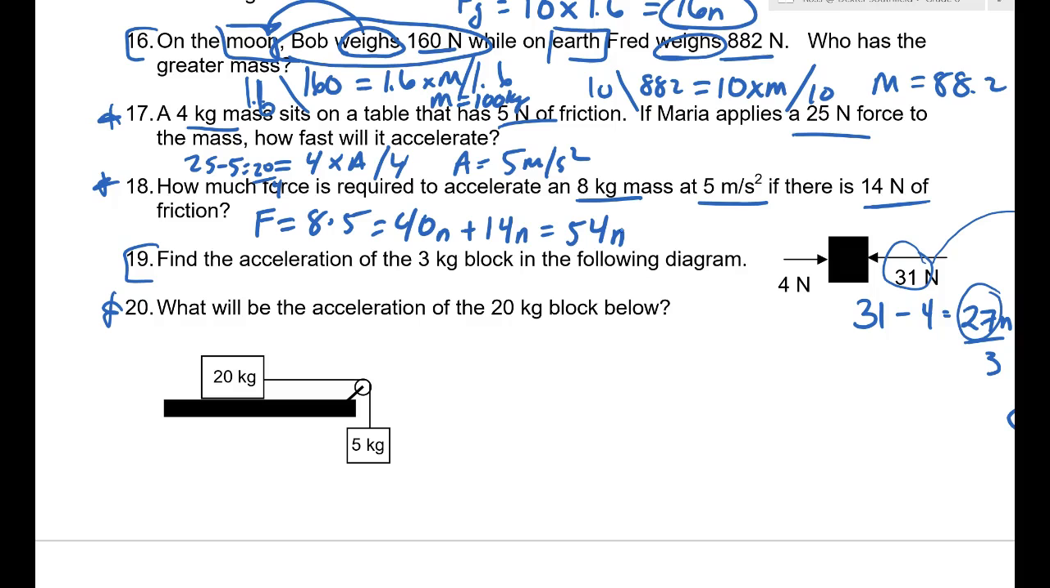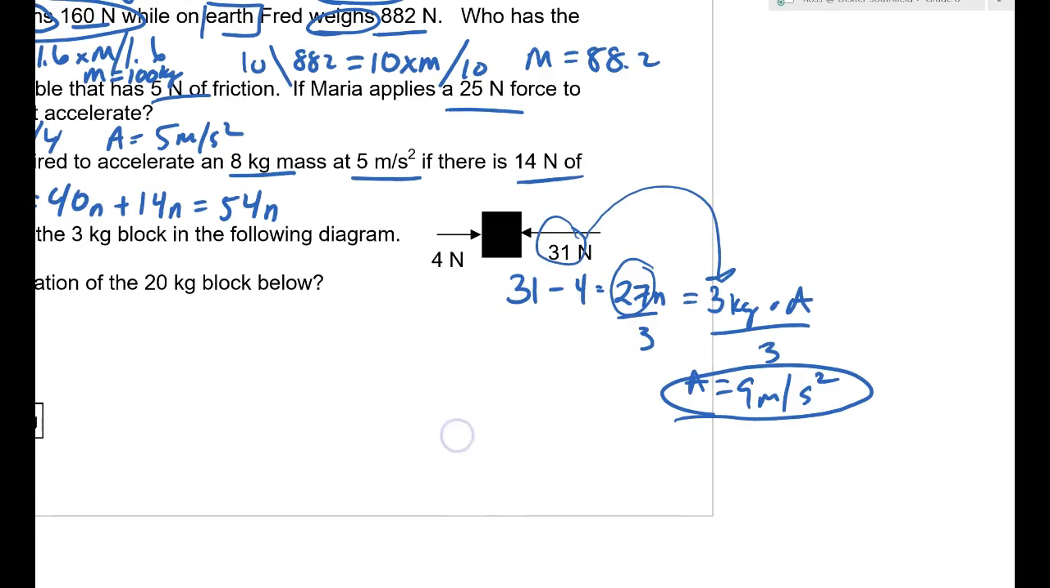Because if we just gave this object 40 newtons of push, we need to subtract the 14 newtons of friction out of there, which means that we're left with 26 newtons actually being applied to the box after accounting for friction. If we then divide 26 by 8, we're left with something around 3.3-ish. The problem with that is 3.3 is not 5 meters per second squared, so we did something wrong.